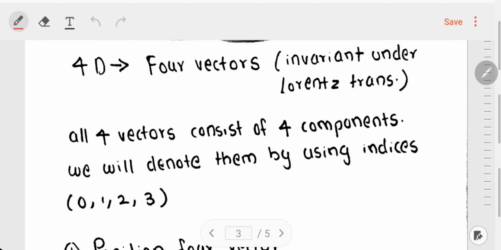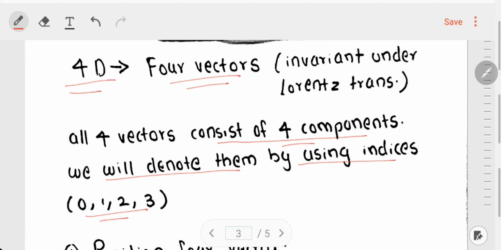So now let's start with the topic for which I have been building this stage for 2 lectures, the 4 vectors. We can think of these 4 vectors as vectors in 4 dimensions, and since we have these vectors in 4 dimensions, it is obvious that they will consist of 4 components. We'll denote them using indices 0, 1, 2, 3. The important thing here is that we'll not use the indices 1, 2, 3, 4. We'll use the indices 0, 1, 2 and 3.